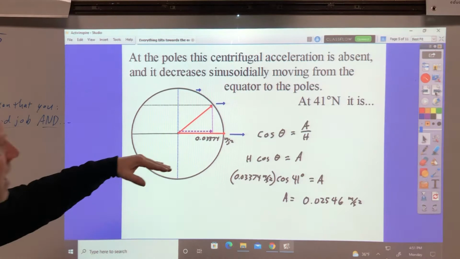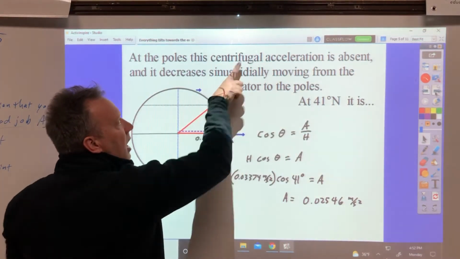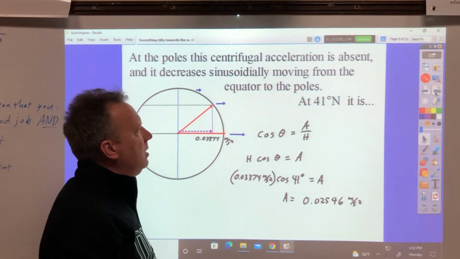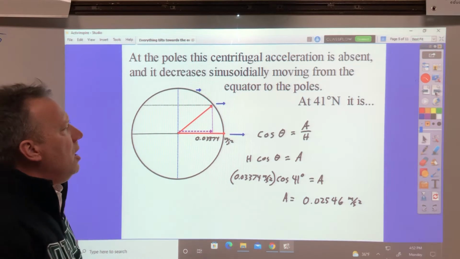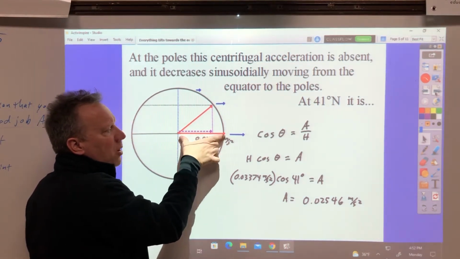Now, that acceleration is this way. It's not away from the center of the Earth. And as you get towards the poles, it gets less. So we're going to have to resolve some vectors. For the 0.03374 meters per second squared, I've made a bigger red vector here.